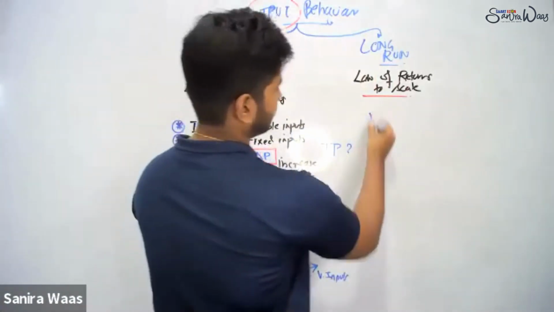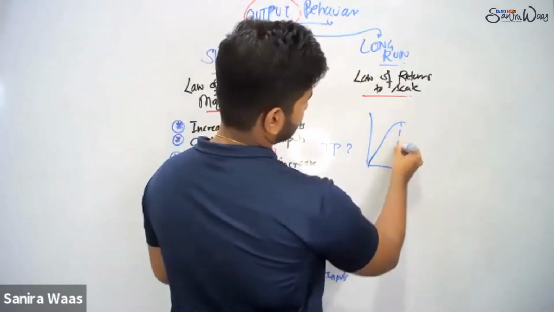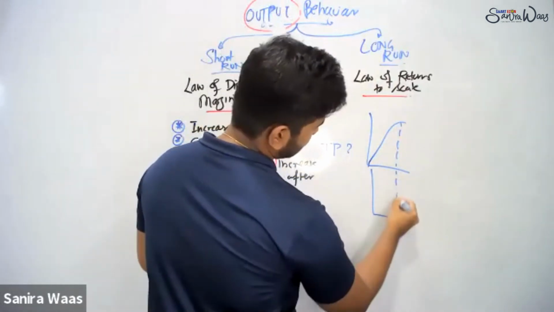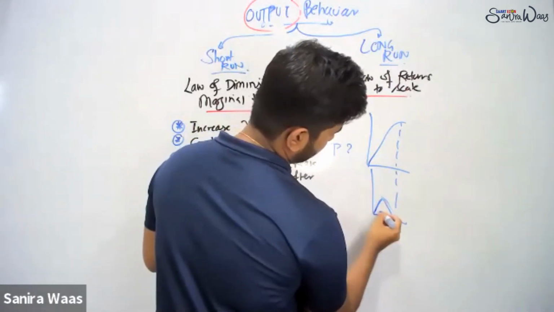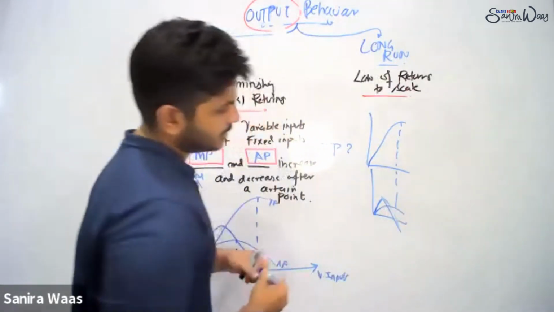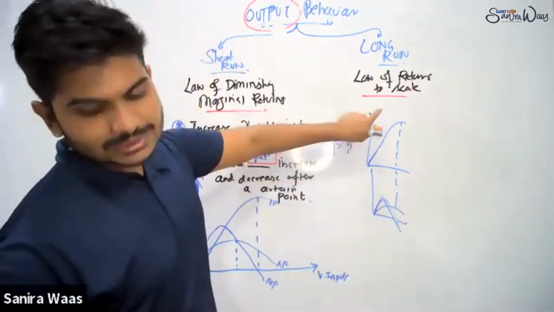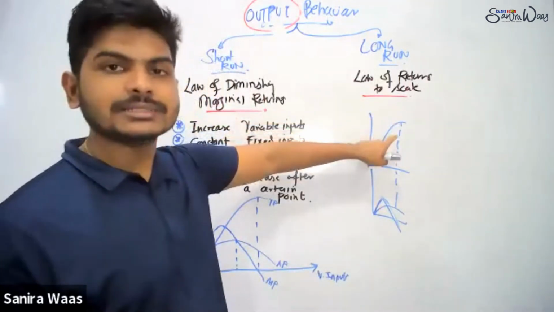TP goes maximum, it goes like this. Right? You might have learned something like this at school or somewhere else, right?